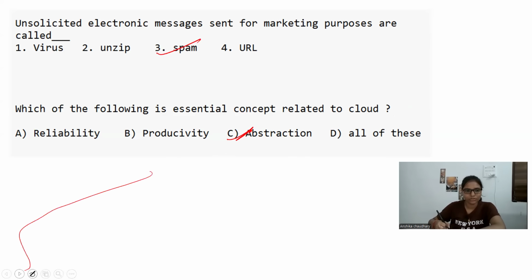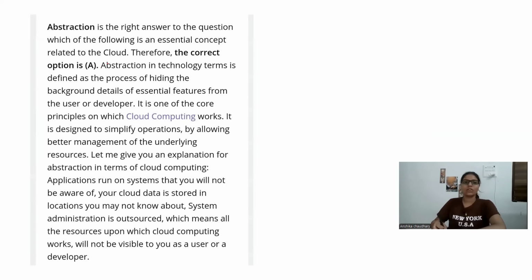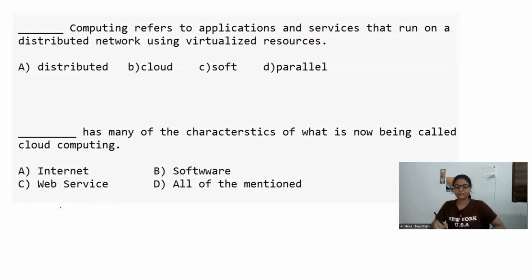Let's move on to the next question. Abstraction is the right answer to this question. Why is it correct? Because abstraction in technology terms is defined as the process of hiding the user detail and only showing the principle on which cloud computing works. It simplifies questions by allowing better management of the underlying resources. Let me give you an example. You can have a look at this question easily. Let's move on to the next.